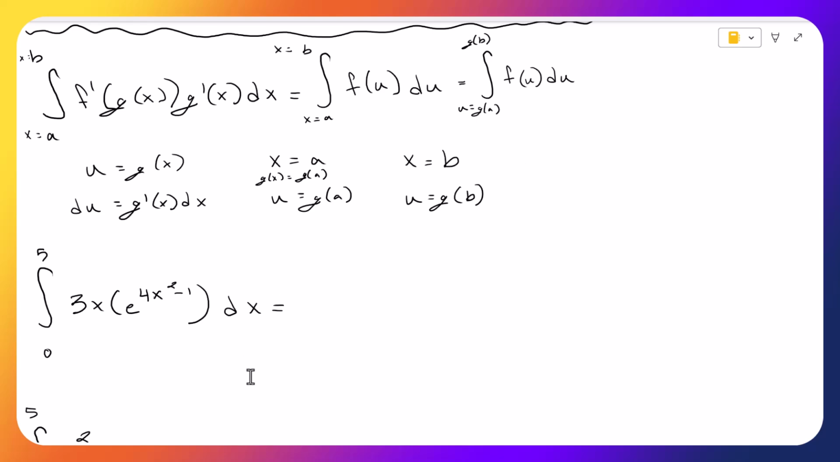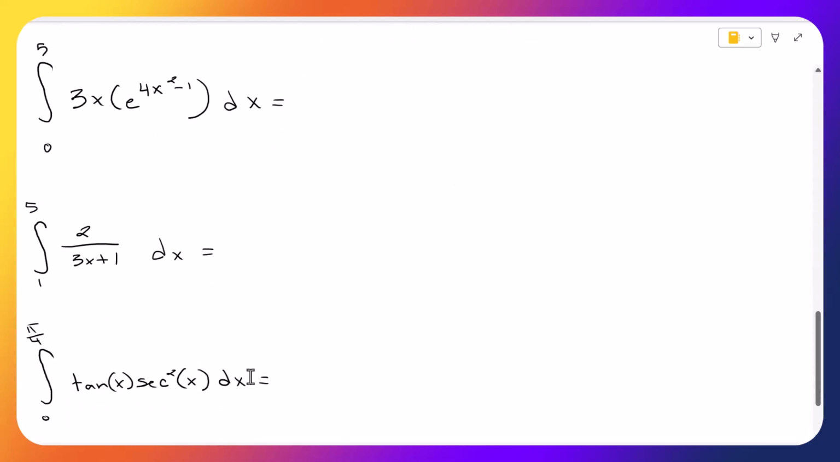Okay, but now let's do some examples. We have the integral from 0 to 5 of 3x times e to the 4x squared minus 1. Well, I'm looking at this 4x squared minus 1. If I take the derivative of this, it looks like 3x. And when I say it looks like, let me be more specific what I mean. What I mean is, the derivative of this is x. At its heart, it is x.